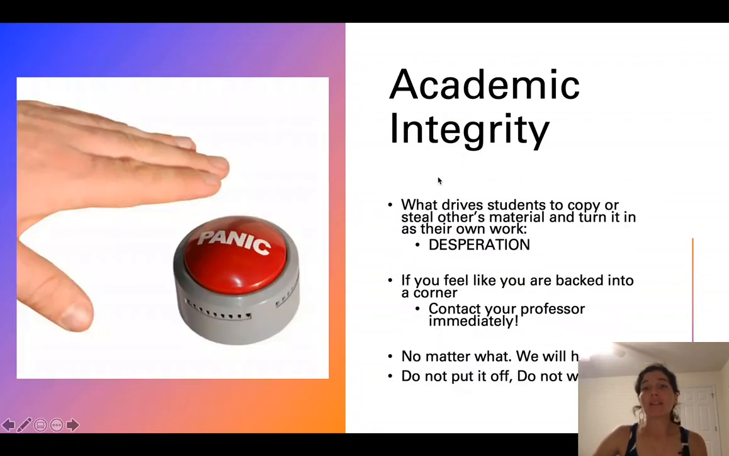So I want to put this talk in here so that you understand why this happens and how we can avoid it, okay? Most of the time I see people cheat on things because they are absolutely desperate. They feel like they're backed in a corner, maybe they forgot about a due date, or they just have no idea what to do. And that's why most students cheat, okay? So if you feel like you're backed into a corner and you might want to hit that panic button and you might be tempted to cheat, go ahead and contact your professor immediately. We are here to help you. And no matter what, if you come to us and you're overwhelmed and you don't know what to do, it can be very, very helpful.